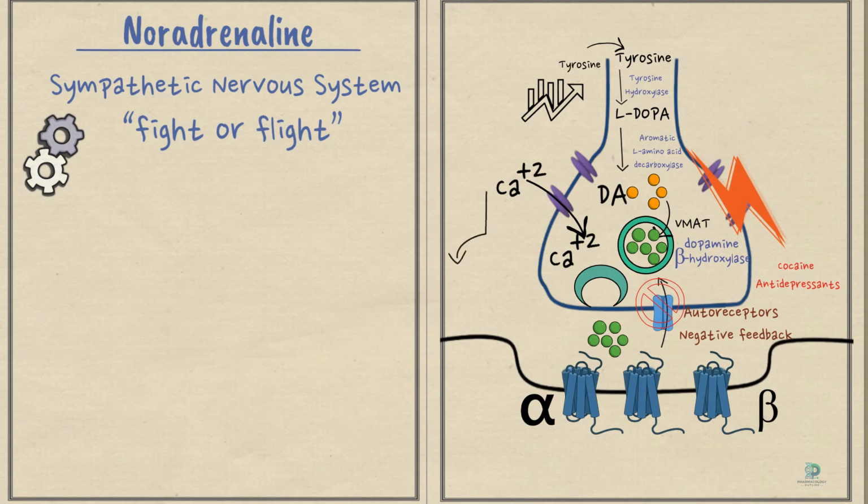Metabolism. Noradrenaline is broken down by two main enzymes, monoamine oxidase, MAO, and catechol O-methyltransferase, COMT. The main metabolic end product is vanillyl mandelic acid, VMA, excreted in urine, a key diagnostic marker for certain diseases.